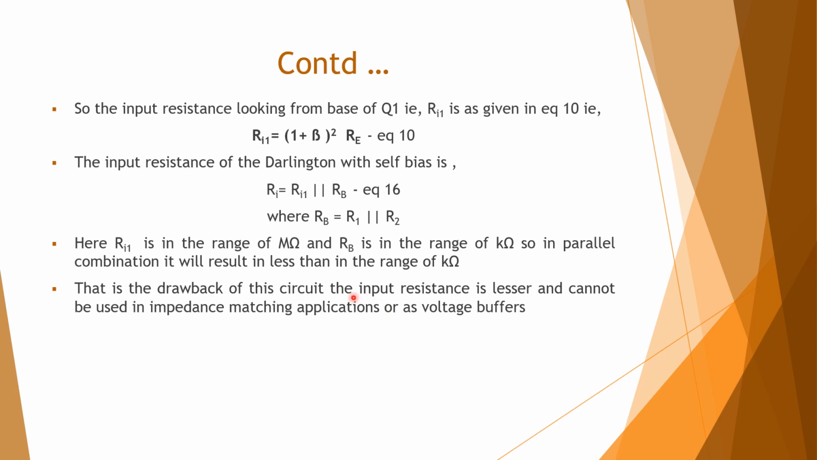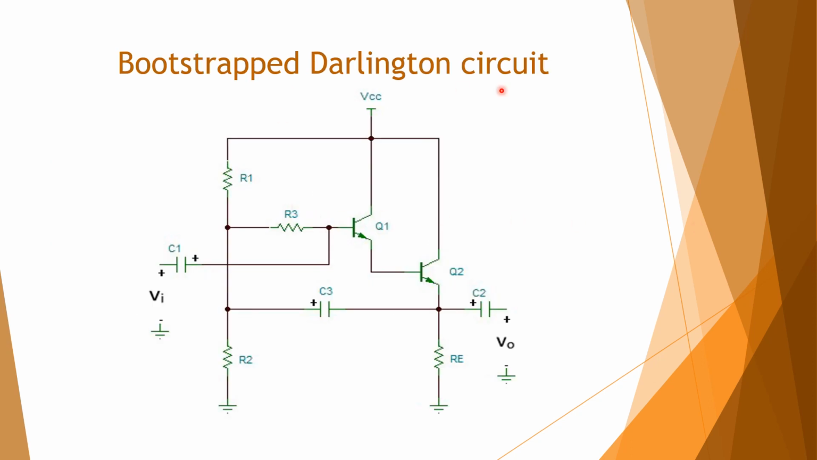because usually the Darlington pair is used in impedance matching applications or as a voltage buffer, but this circuit cannot be practically implemented like that. So to solve this drawback, we are using bootstrap biasing for the Darlington pair. So this is a bootstrap Darlington circuit.